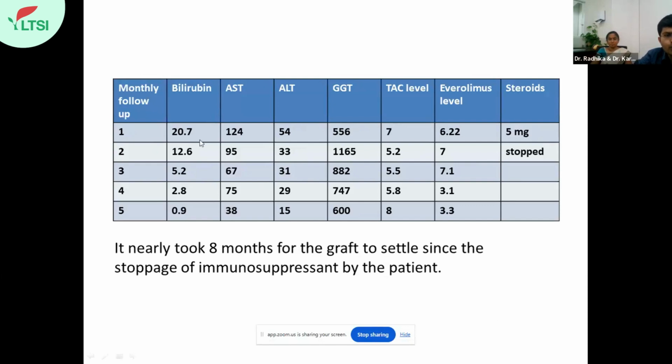So the bilirubin was 20.7 and enzymes 124 and 54 of AST and ALT, and good TAC and everolimus levels. Gradually, if you see, over the period of the next 4-5 months, the bilirubin has come down significantly, and at the latest follow-up, the bilirubin is 0.9, AST of 38 and ALT of 15. Gamma GT is still slightly on the higher side at 600, and TAC level of 8 and everolimus of 3.3. So it almost took around 8 months for the graft to settle since the stoppage of immunosuppressants by the patient.